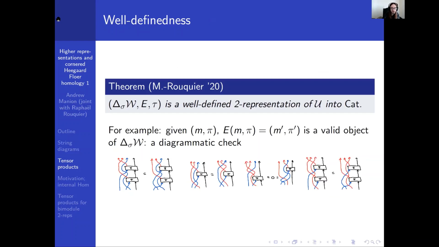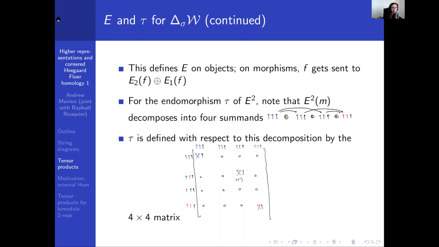This closes, and this has got a lot of moving parts to it. So this is a relatively detailed proof in our paper, but you can view most of it in diagrammatic terms. And maybe the most interesting part is this fact that E of M pi, well, this M prime pi prime that we defined, we wanted that to be a valid object of delta sigma.